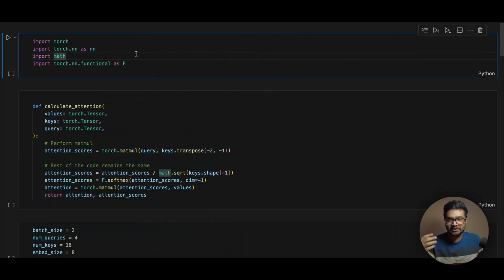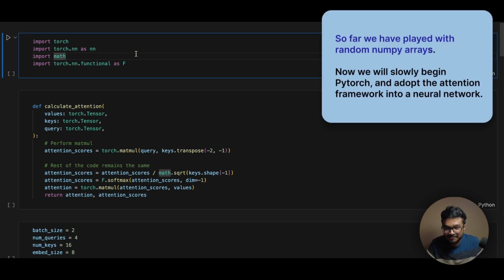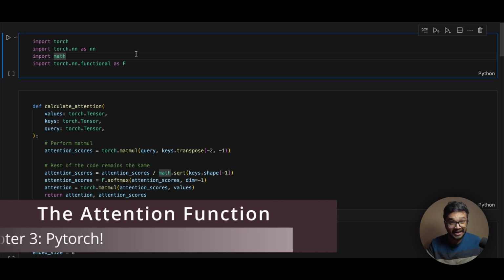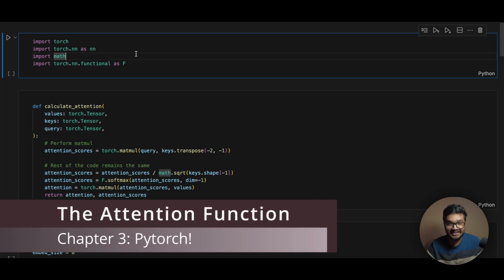So in the next part, we are basically going to take everything we did with NumPy and just convert it into PyTorch, because with PyTorch we also have the ability to do backpropagation and basically train those query, key, and value networks to provide meaningful embedding representations.